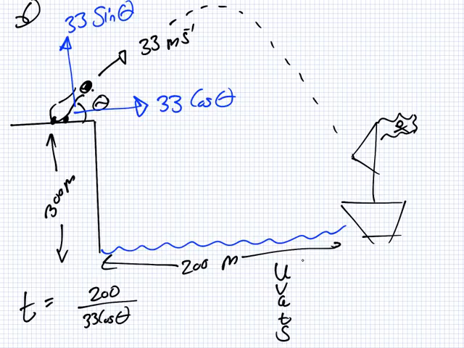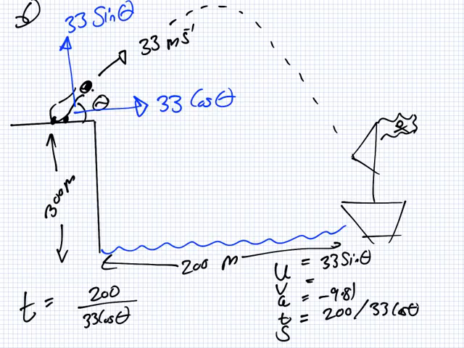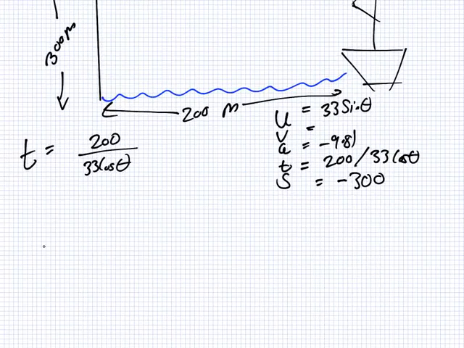U, V, A, T, S. U is 33 sine theta. V we don't know. A is minus 9.81. T we do know. It's 200 over 33 cos theta. And S we also know. What is S? No, minus 300. So let's see what equation we can make.